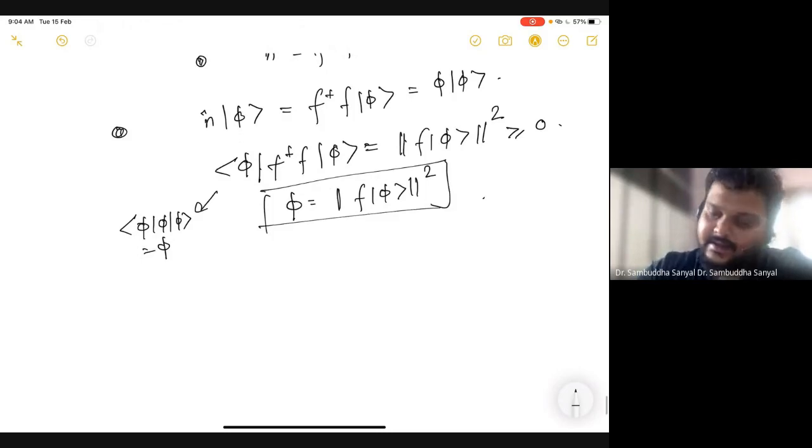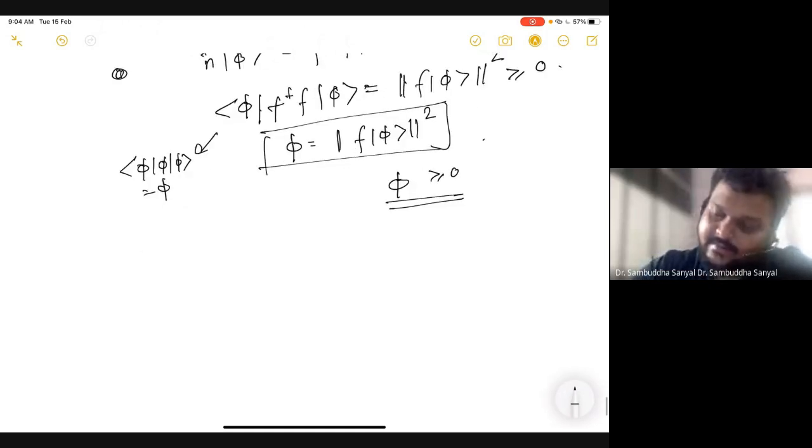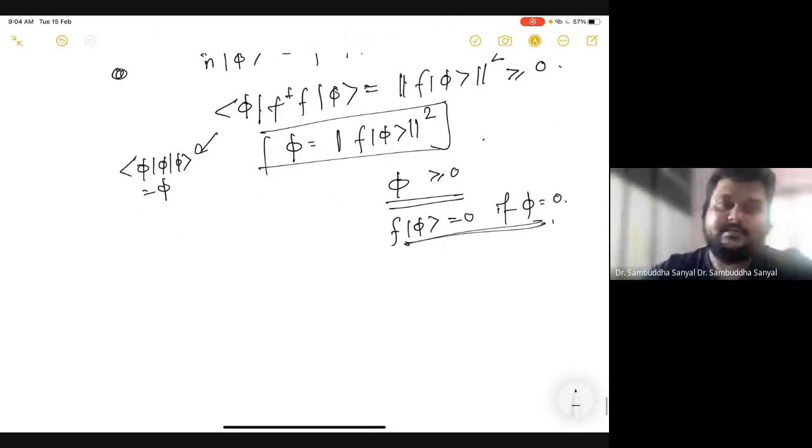Okay. So that tells me that phi is greater or equal to 0. Same exercise, nothing new. And f phi is 0 if phi is equal to 0. Exactly the same exercise, nothing new. Now let's see where something new will happen.